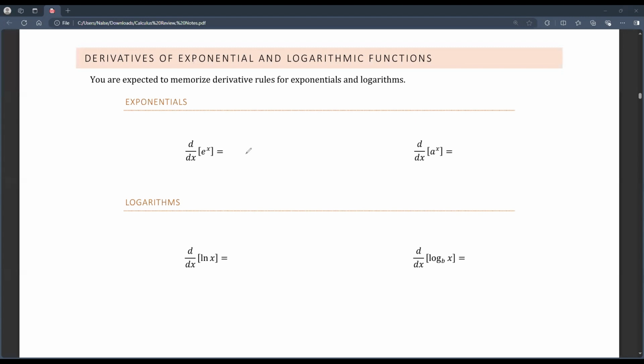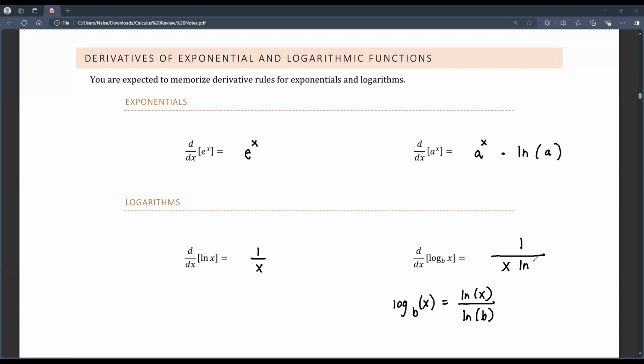You will also need to memorize derivative rules for exponentials and logarithms. By far, e to the x and ln of x occur more frequently than any other exponential or logarithm in the AP Calc curriculum. Be sure to know these. You will absolutely see them on the AP exam. The derivative of e to the x is also e to the x, and the derivative of ln of x is 1 over x. Jot these derivatives down before moving on to the next section.